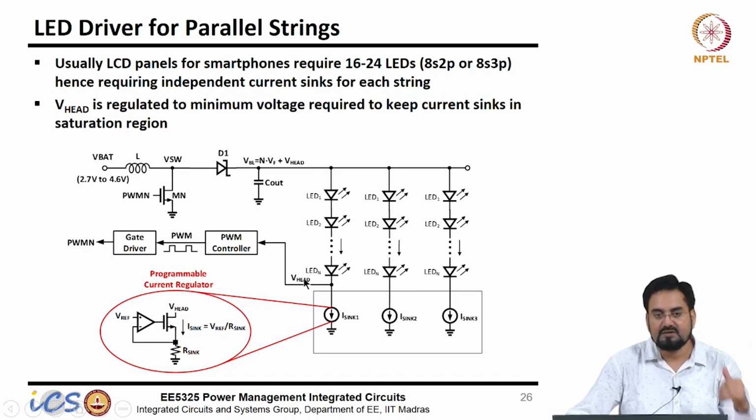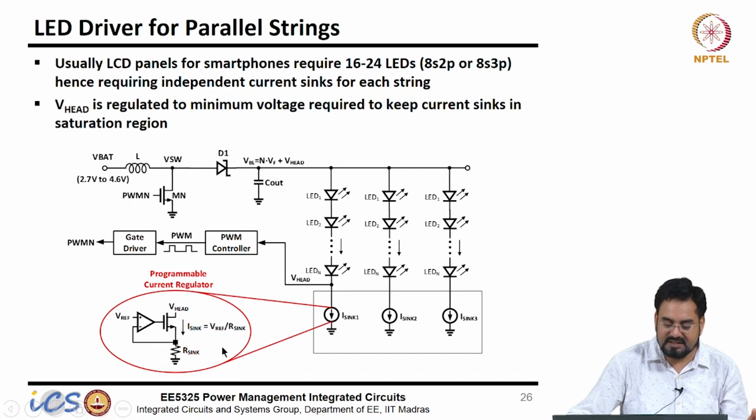It will never allow it to go above that, so that I can keep the dropout voltage minimum and achieve higher efficiency. No matter how many LEDs you use, it will take care of that. But one thing you have to make sure is that you have the same number of LEDs in each string. Otherwise you will again run into the same problem, because the voltage required here will be based on the maximum number of LEDs, and this voltage is common. So if you are using a lesser number of LEDs here, again this will have a higher dropout voltage and efficiency will go down.